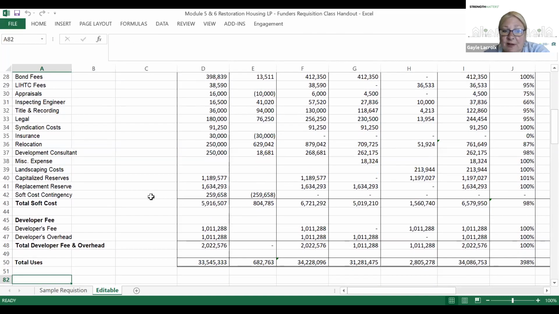And then you'll see the developer fee and overhead. That's sometimes just one number. Sometimes it's split because they earn differently. That depends on your project and your deal. So there you have total uses, project uses.